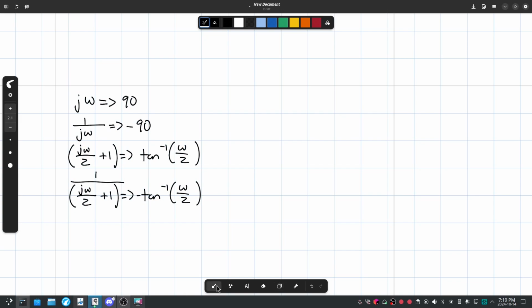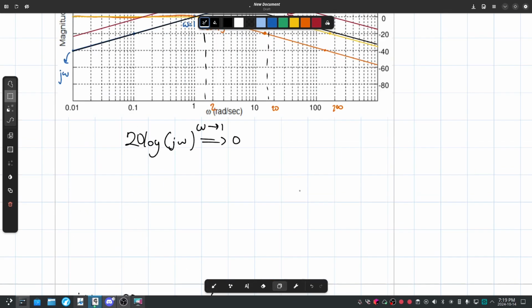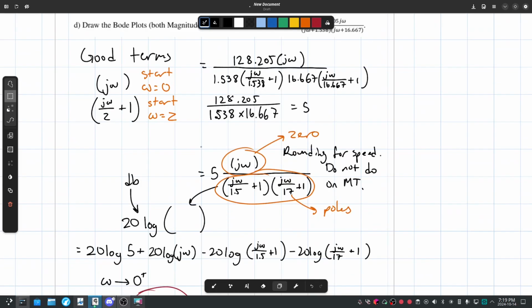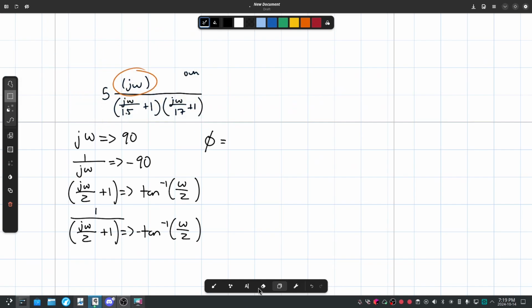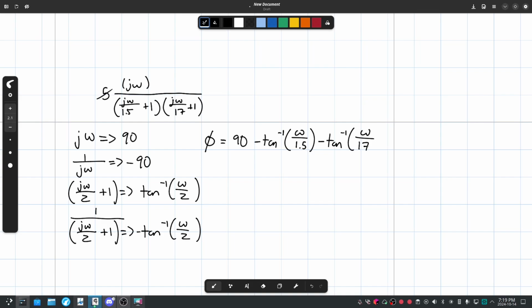Pretty simple. So our phase is going to be, so we have jω on top. Let me just copy paste our equation for those who forgot already. Can't blame you. So here's our equation. Our phase is going to be 90. We ignore the 5. In the phase, we ignore this 5. Minus tangent inverse of omega over 1.5 minus tangent inverse of omega over 17.